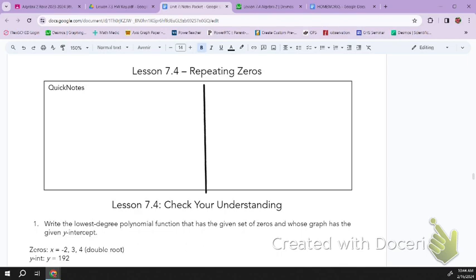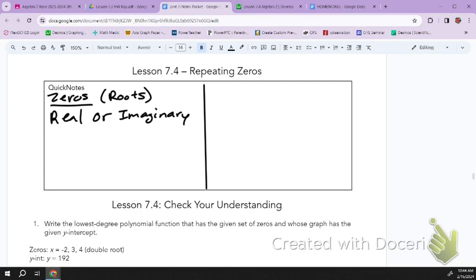Okay, here we go. The first thing we're going to talk about is the zeros. The zeros. We also call these roots. And we've got 2 categories. They can be real or imaginary.